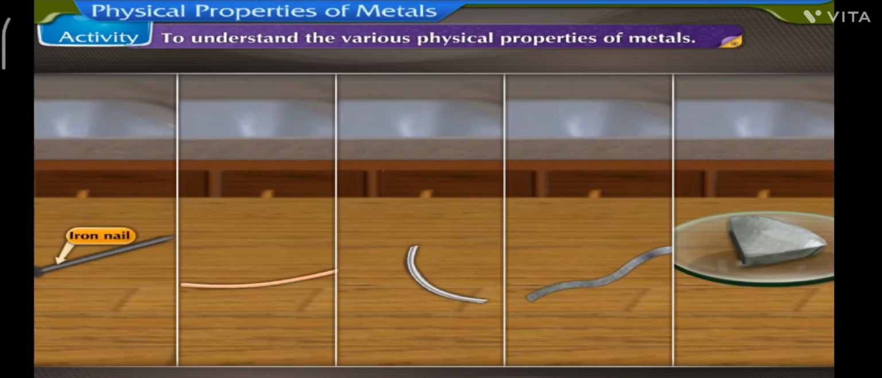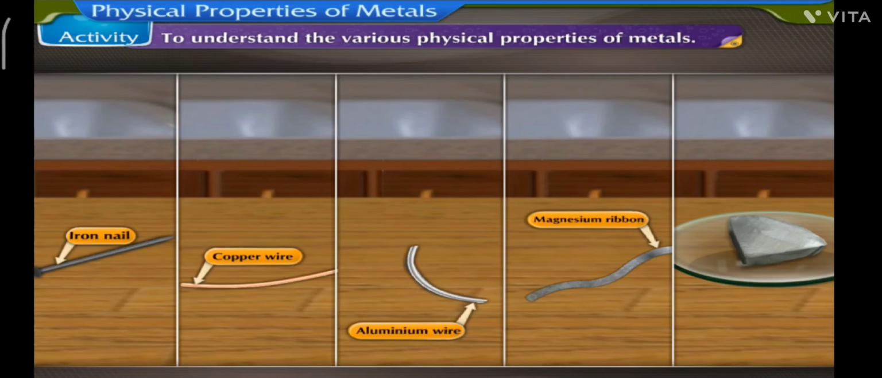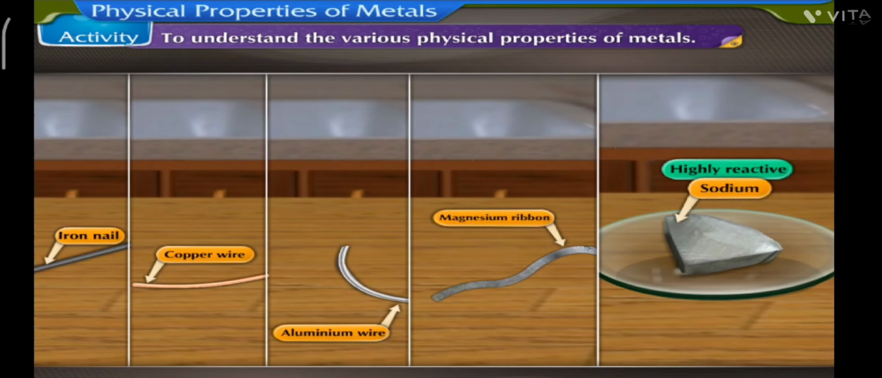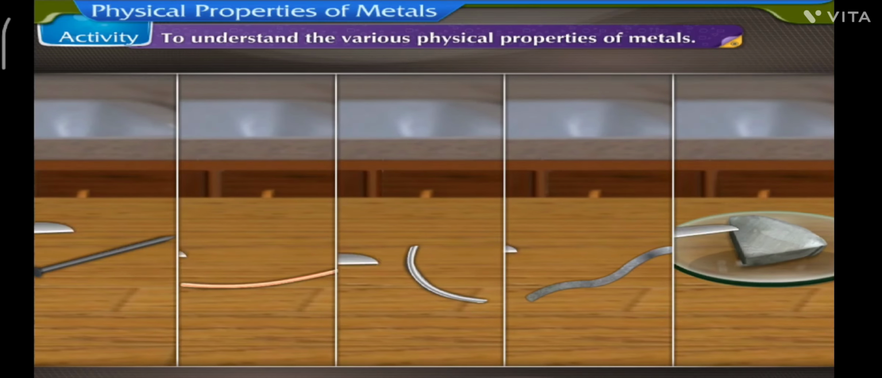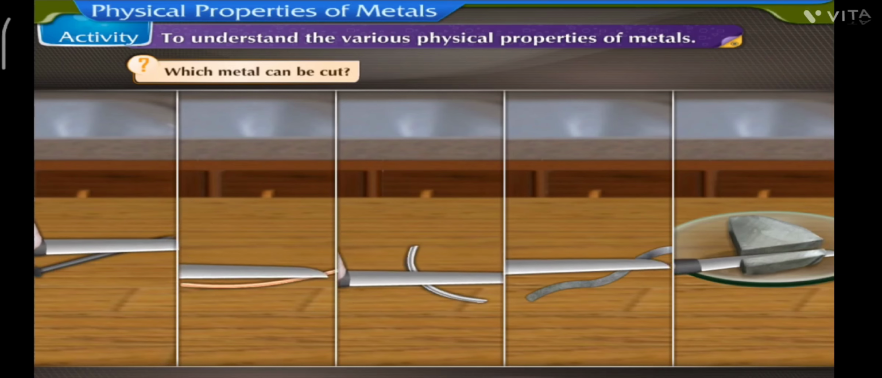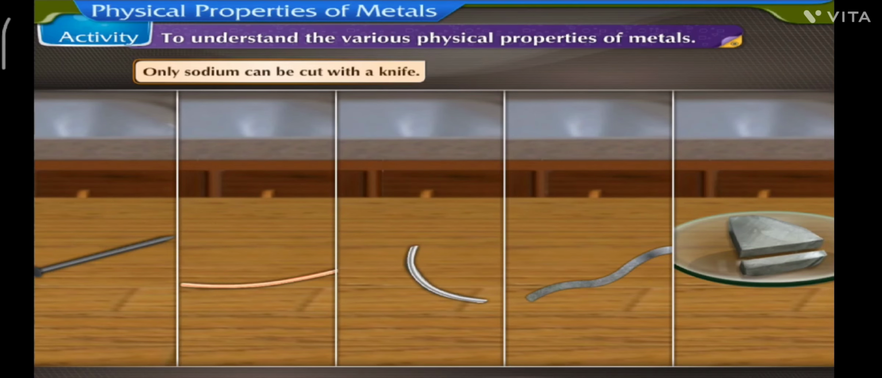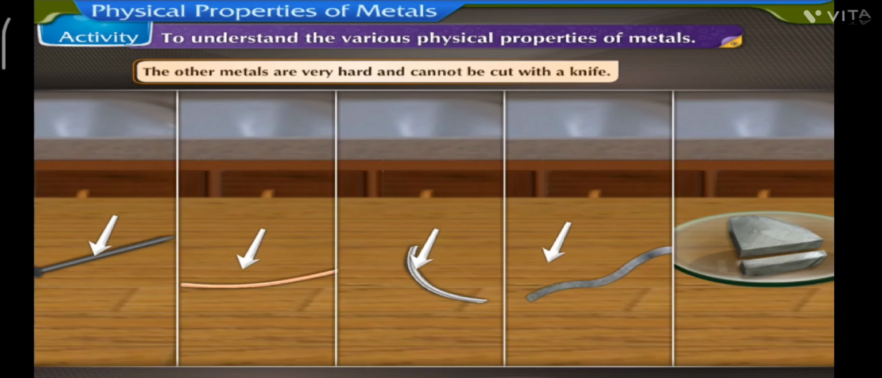Take an iron nail, a thick copper wire, a thick aluminium wire, a magnesium ribbon, and metal sodium. Sodium is highly reactive, hence carefully place a piece of sodium metal on a watch glass. Now try and cut each of these metals with a knife. Which metal can be cut? Only sodium can be cut with a knife. The other metals are very hard and cannot be cut with a knife.